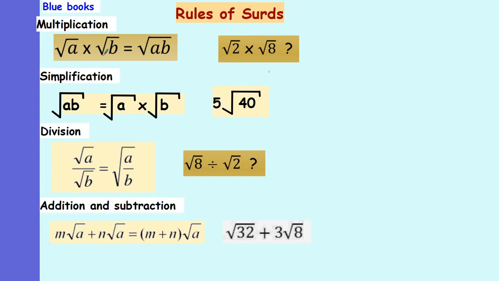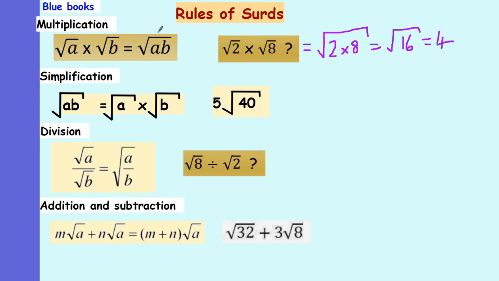The first one, we said, well, if I'm multiplying surds, the square root of one surd A times the square root of a second surd B is equal to the square root of A times B. For example, if I've got the square root of 2 times the square root of 8, that's going to be equal to the square root of 2 times 8. 2 times 8 is 16, so that's equal to the square root of 16, which is 4.